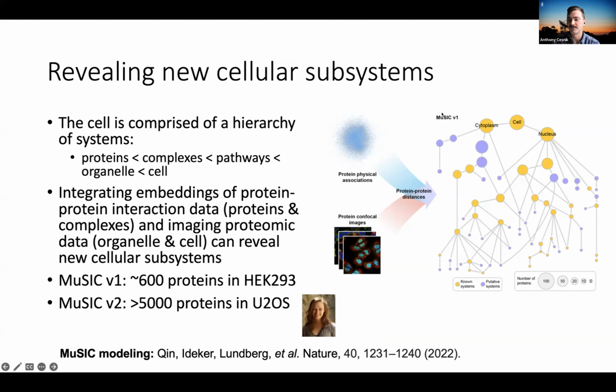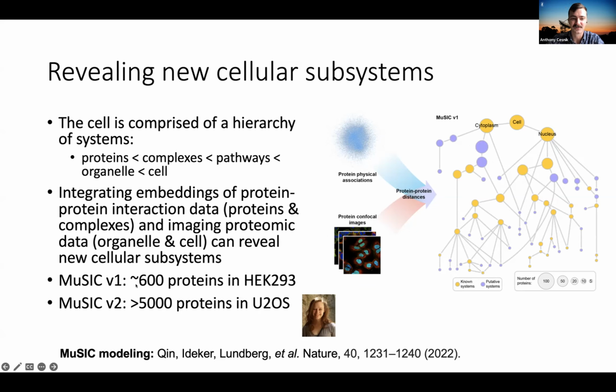And so on this multi-scale hierarchical map that they built, these edges are containment. So the cell contains the cytoplasm and the nucleus, and the cytoplasm contains these compartments. And in purple are these putative subsystems that were found. And so the Ideker and Lundberg collaboration were able to find new subsystems of proteins, and it's already moving forward.